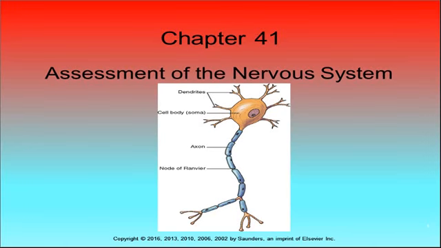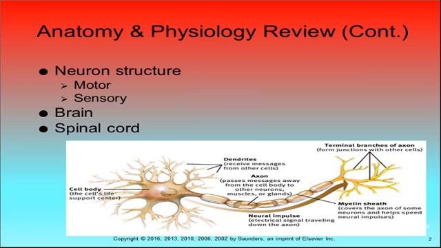This is Chapter 41, Assessment of our Nervous System. So just a little bit of a review of our nervous system. Remember that your neuron is your basic component of your nervous system. It's composed basically of your cell body, your axon, and dendrites. The cell body, of course, is our center of metabolism.